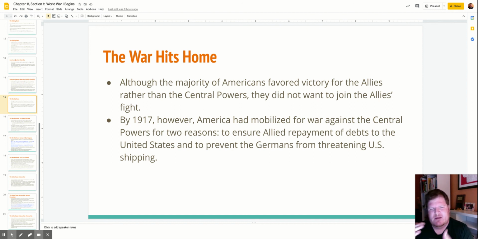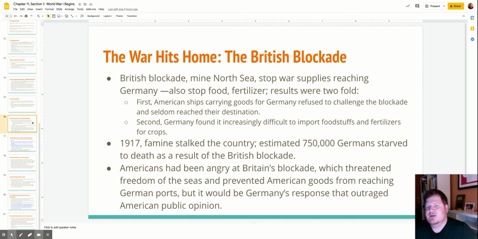We're going to be eventually mobilized for war, primarily to ensure Allied repayment of debts to the United States, and then eventually prevent the Germans from threatening United States shipping. We do see that the British decided, hey, we're going to do a blockade on Germany during this time. The idea was to slow down any opportunity to get food or fertilizer, things that they needed for weapons as well as opportunities to really just help their situation in war.